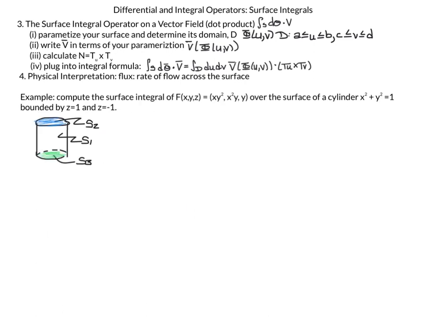Our next example is to compute the surface integral of F of x, y, z equals x, y squared, y over the surface of a cylinder with radius 1, x squared plus y squared equals 1, bounded by z equals 1 and z equals -1, so it has a height of 2.